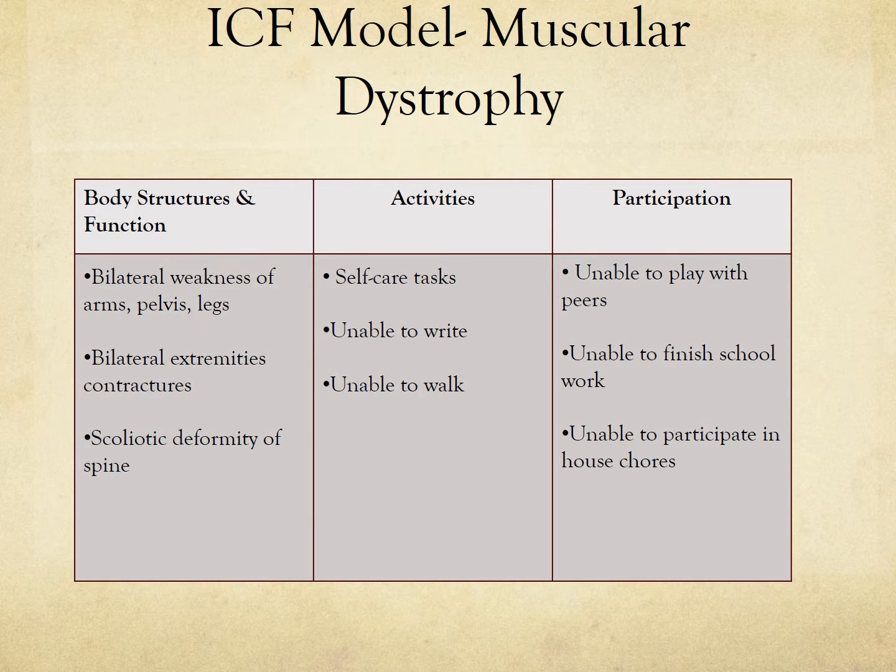ICF model in respect to muscular dystrophy. Body structures and function: bilateral weakness of arms, pelvis, and legs, bilateral extremities contractures, and scoliotic deformity of the spine. Activities: JF will be unable to do self-care tasks, he will be unable to write, and he will be unable to walk as well. Participation: he will be unable to play with his peers, he will be unable to finish schoolwork, and he will be unable to participate in house chores.